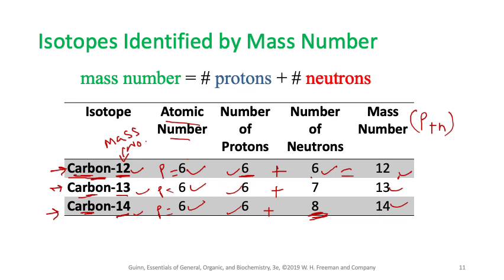So if you look carefully over here, carbon has 3 different isotopes and they have different numbers of neutrons. That's what makes them isotopes. This is how you normally get how many neutrons you have in the different isotopes of the same element.